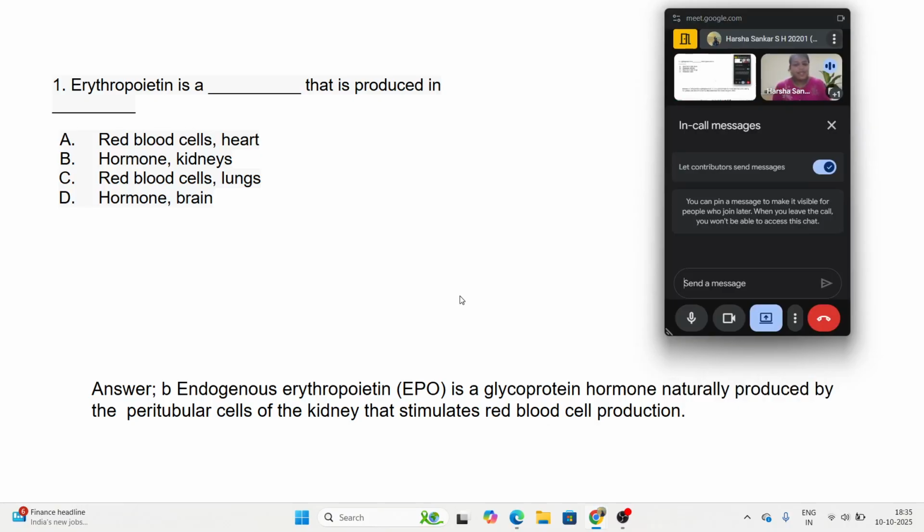EPO, or erythropoietin, is an endogenous glycoprotein hormone and it is produced by the peritubular cells of the kidney. In the juxtaglomerular apparatus you can see renin secreting cells, which are a part of it. Sorry, that is about renin, and we are talking about erythropoietin. So erythropoietin is secreted from peritubular cells, and renin is another hormone that is produced from the kidney.